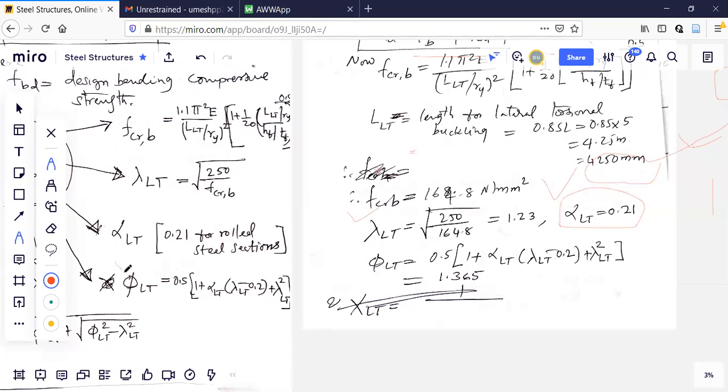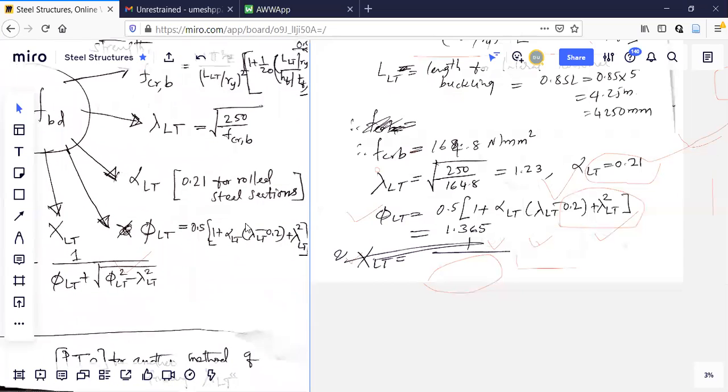Then you go for phi LT. This formula here, you look at it side by side. It is 0.5 times, 1 plus alpha LT inside the bracket; only this much is the bracket here. Plus is outside, again alpha LT into this. You go on substituting. This formula is there in the code book on a single page. All formulas are there, I'll show that. So you don't worry about this; you understand the procedure properly first. Then lambda LT square, so you end up with 1.365.